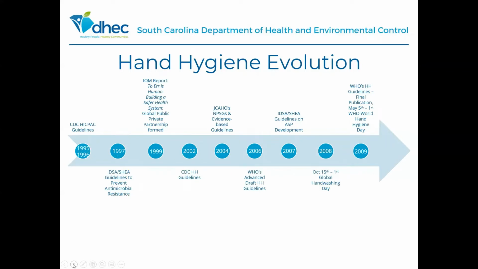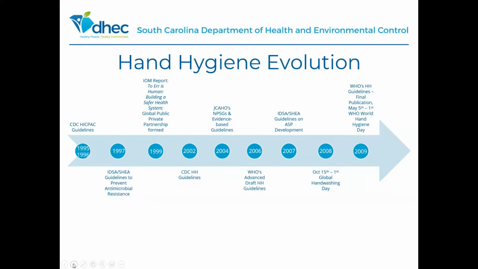So between 1995 and 1996, the CDC developed the Hospital Infection Control Practice Advisory Committee, which later became the Healthcare Infection Control Practice Advisory Committee, or what we lovingly refer to as HICPAC. They created guidelines which included the use of water antiseptics for hand hygiene to combat multi-drug resistant organisms. With the growing use and misuse of antimicrobials, the IDSA and SHEA jointly released guidelines on preventing antimicrobial resistance in 1997 that also included hand washing and hand hygiene.